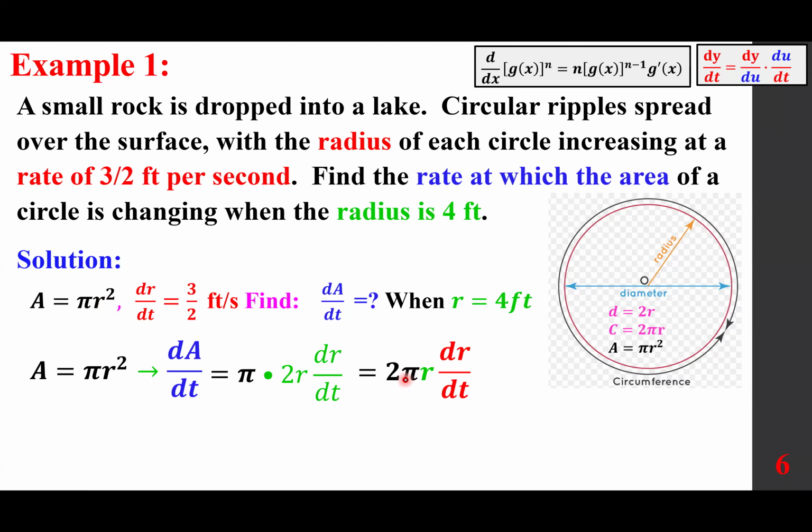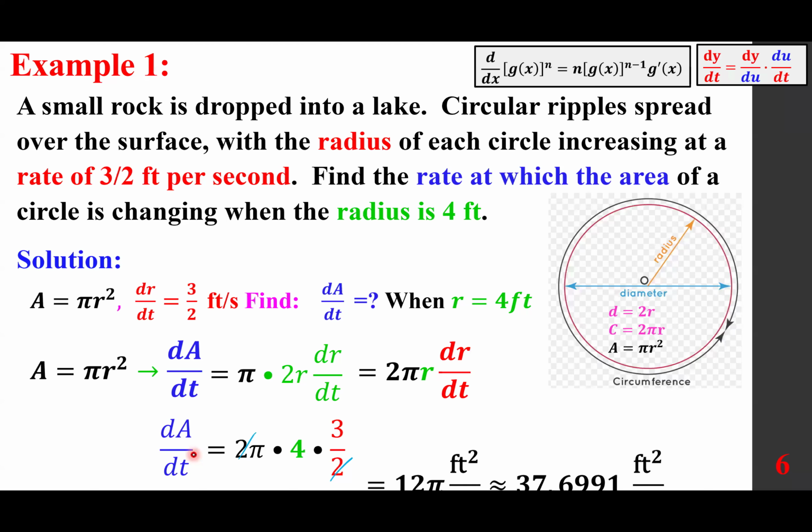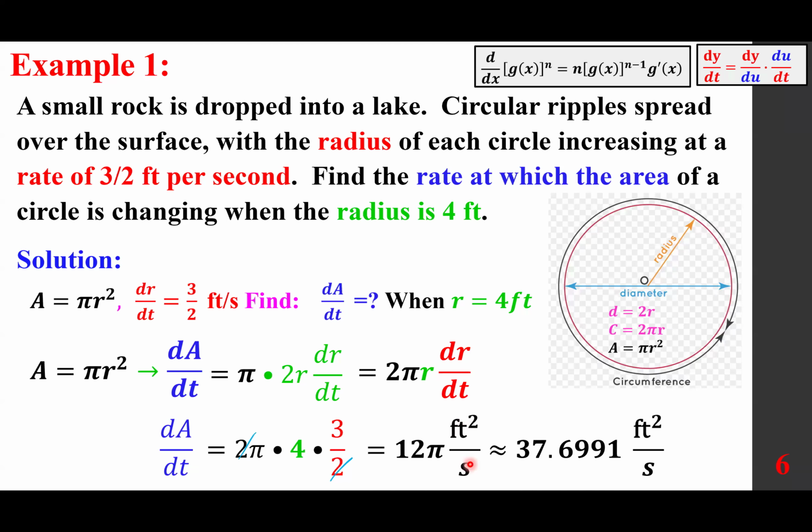Two pi, replace the r with 4 feet, dr/dt with 3/2 feet per second. And you get 12 pi, units of the area over units of time, square feet per second. So 12 pi. This is the exact answer. Roughly 37.6991 square feet per second. This depends on how many decimals they ask you.